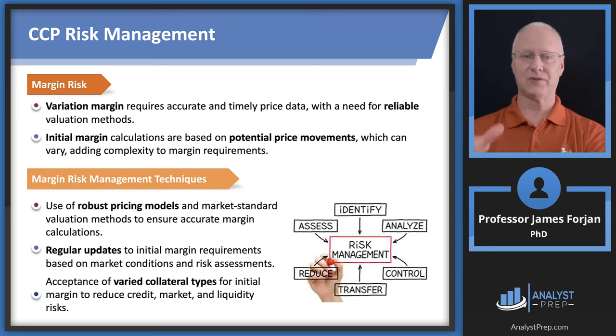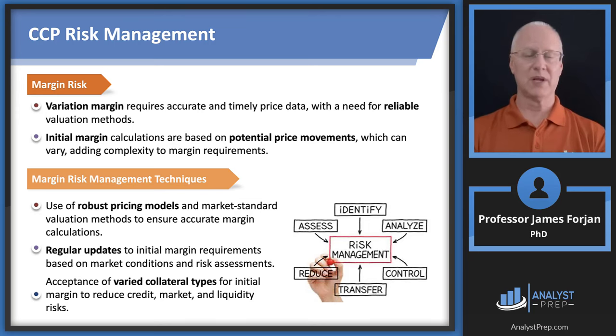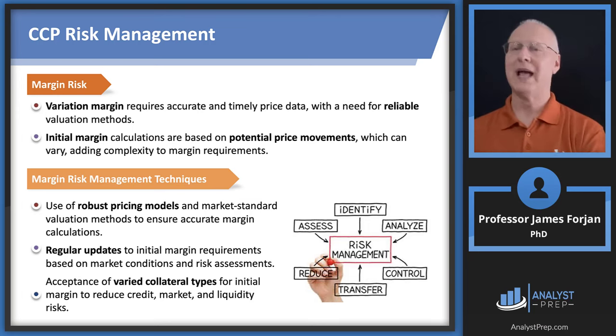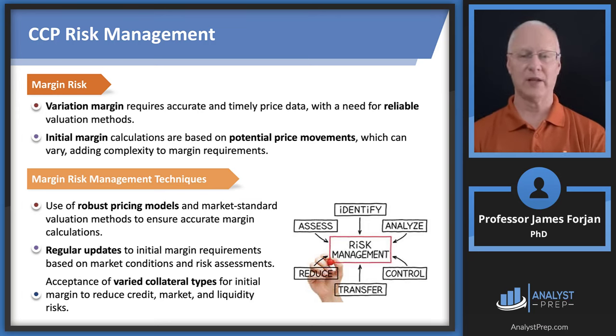So how do we do all that stuff? Well, we need robust pricing models. We need market standard valuation. We need regular updates. Here, I'm just going to say it: we need to read the Wall Street Journal every day so we know what's going on in the bond market and the stock market, and then what's going on in all the derivatives markets as it relates to the Fed, as it relates to interest rates, as it relates to all sorts of things.